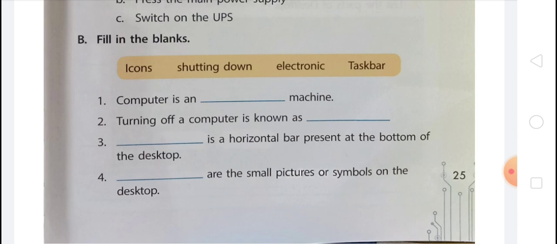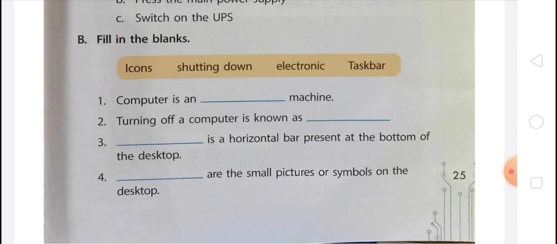Okay, let's revise one time quickly. First is computer is an dash machine. Computer is an electronic machine. Okay, beta. Turning off a computer is known as, when you turn off a computer, that is called shutting down, because the process of turning off a computer is called shutting down. So in second, there will be shutting down. Turning off a computer is known as shutting down.